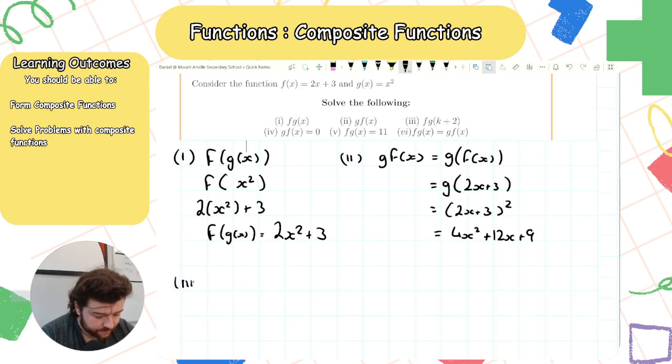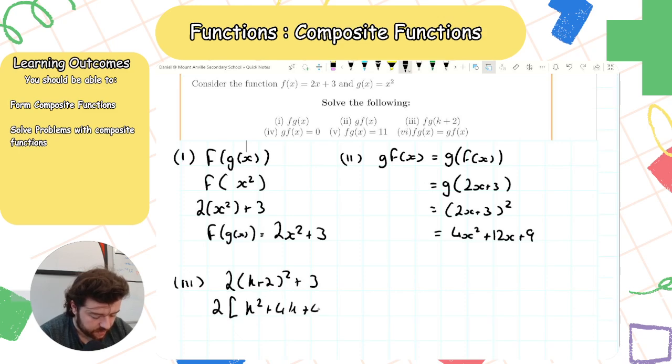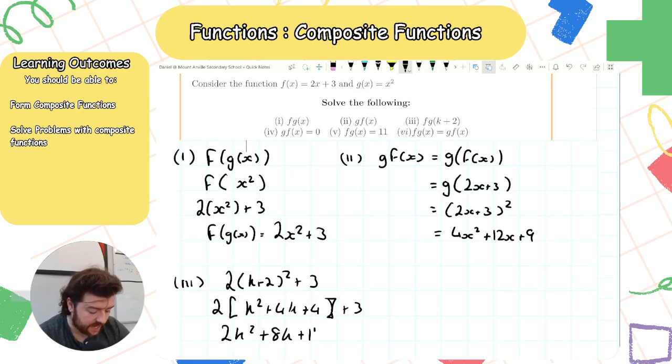Say I ask you, what is f of g of k plus 2? So wherever I have an x in my function f of g of x, I put in k plus 2. So my function f of g of x is 2x squared plus 3. That is going to be 2 times (k plus 2) squared plus 3, which is 2 times (k squared plus 4k plus 4) plus 3, which is 2k squared plus 8k. 2 times 4 is 8. 8 plus 3 is 11.